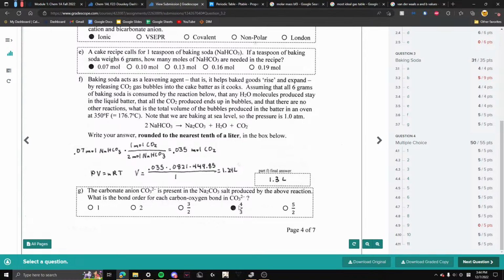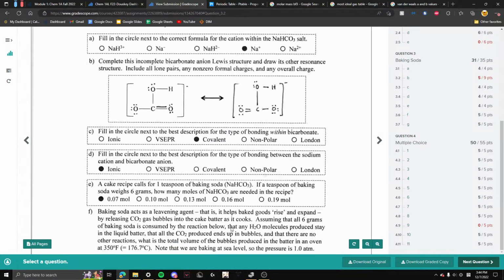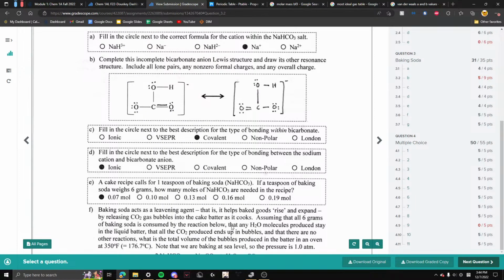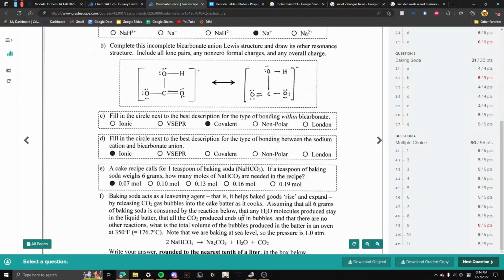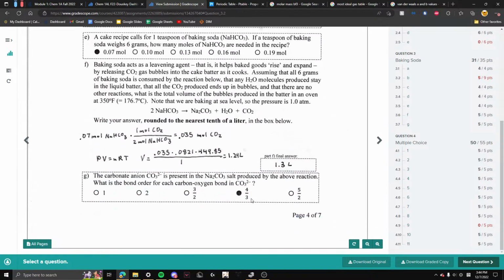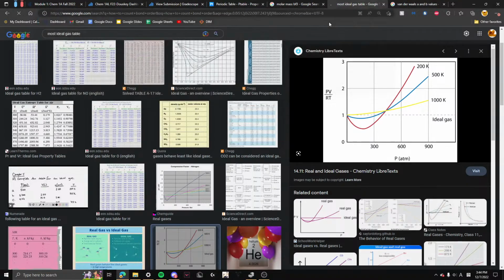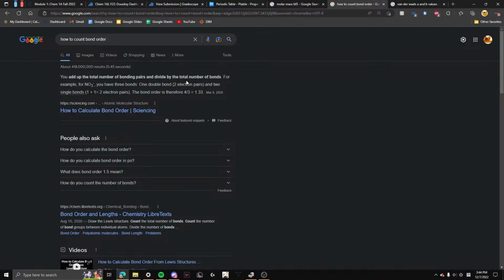What is the bond order for CO3 2-? For each carbon-oxygen bond, it's 4/3, because like 1, 2, 3, 4, and then 3 total bonds to the oxygen. So it's just 4/3 because double bonds count for 2. Yeah, I think that's how I count bond order anyway. How to count bond order? Yeah, total number of bonding pairs divided by total number of bonds.